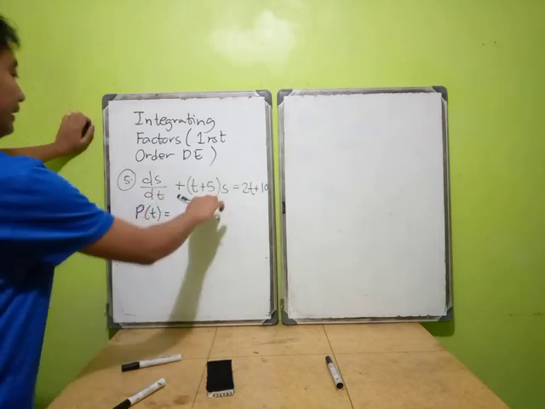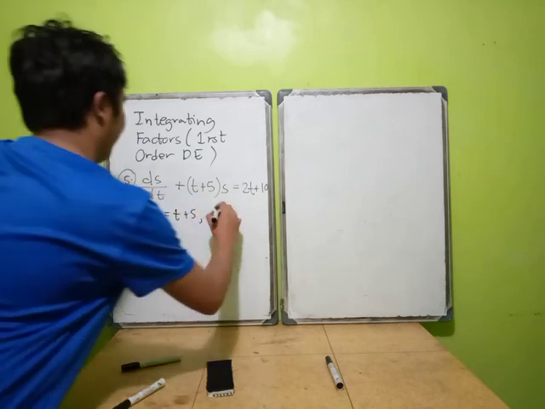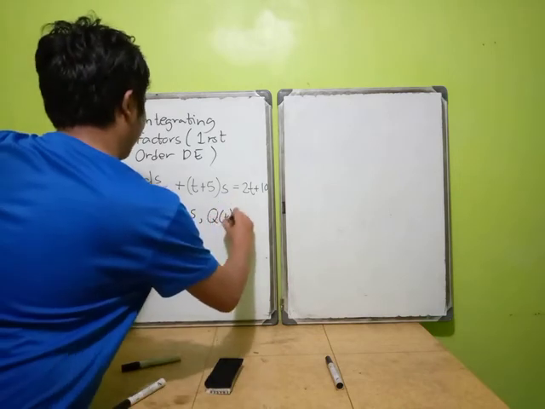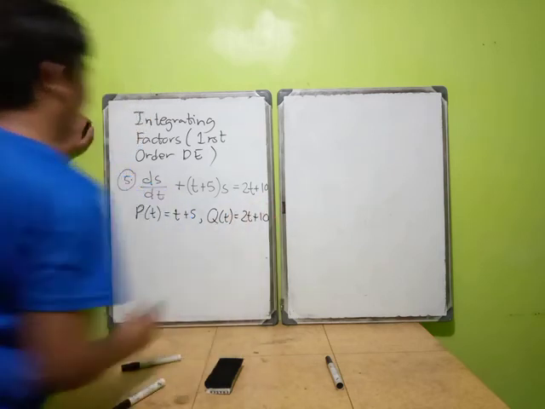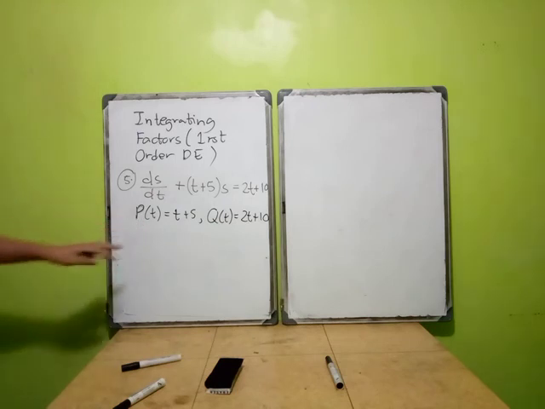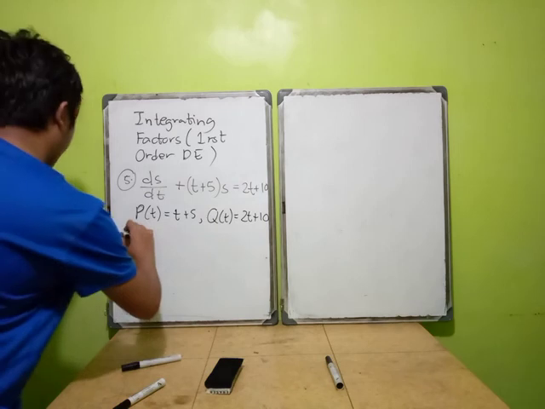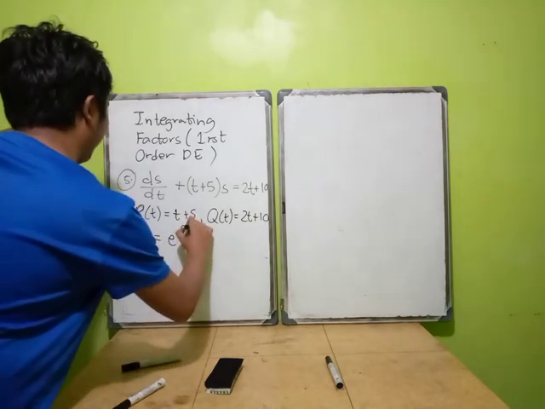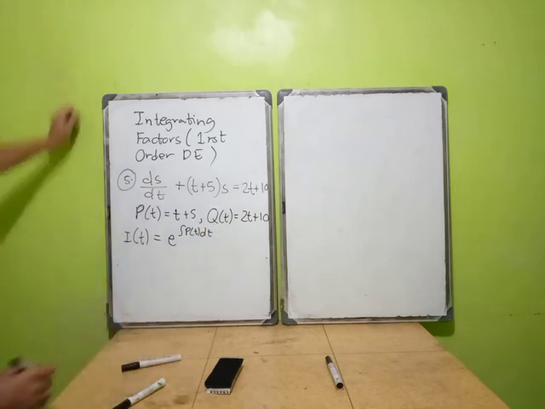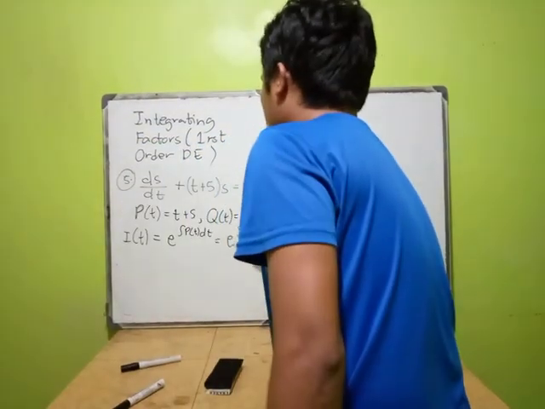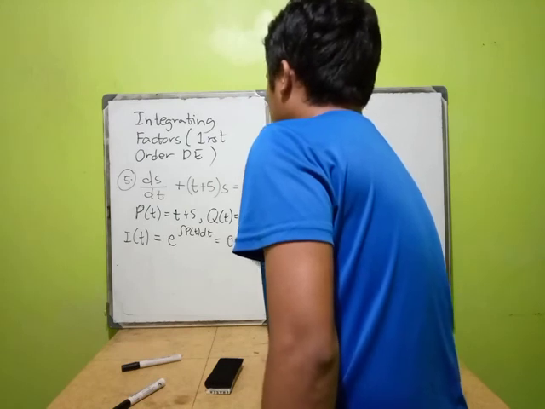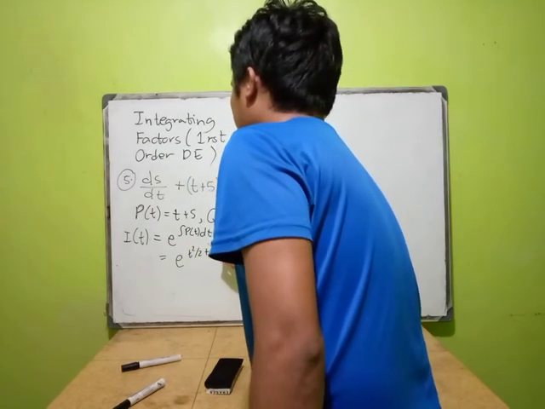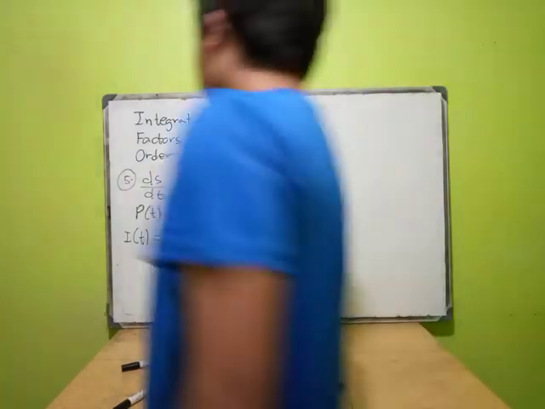Yan. So, yung P of t natin dito is si t plus 5. At saka yung Q of t natin is si 2t plus 10. Yan. So, therefore, since ang P at Q natin is in terms of t, so yung integrating factor natin is in terms of t din. So, it should be e to the power of integral of P of t dt. So, therefore, yung integrating factor natin is e to the power of integral of (t plus 5) dt. So, it's equivalent to e to the power of (t squared over 2 plus 5t). Okay? So, lagyan natin ng saklong para ibig sabihin isa lang.